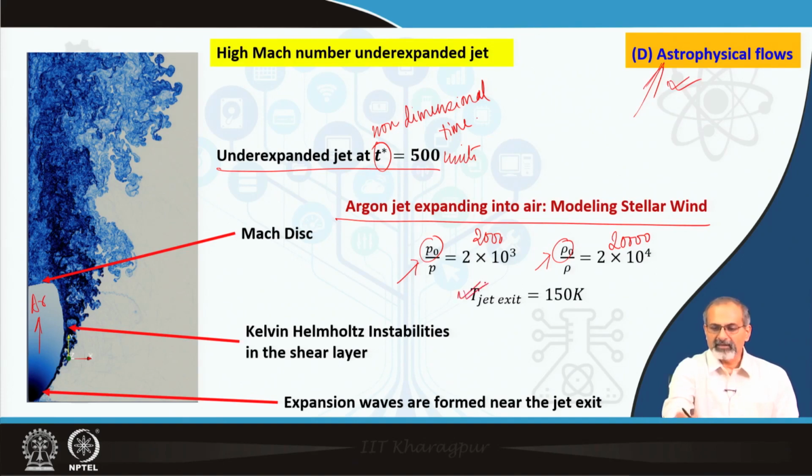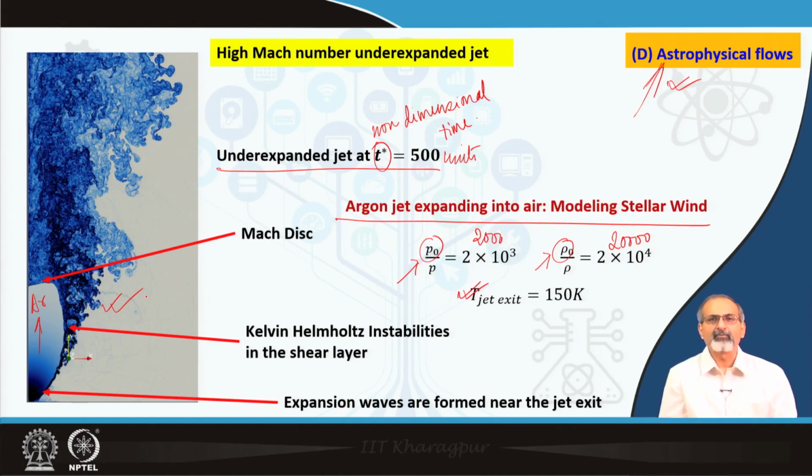The static temperature at the jet exit is about 150 Kelvin. In these simulations we have neglected many effects. For example, at such low temperatures, as the flow expands further, there will be a further drop, and then liquefaction of the media can happen, but such effects have been neglected.